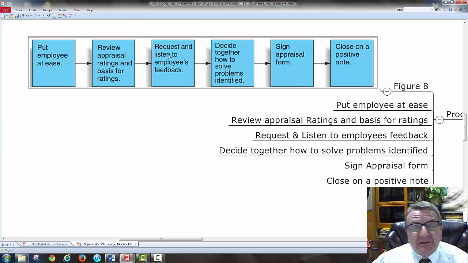It doesn't get easier either way. That's probably the worst part of the job. Even on the good ones, you have to sit down, and there's a lot of work involved in both. Is it effective and everything else? It does let an employee know where they're at and where they're going, and it gives the employee a formal way of communicating with you, and how to solve problems.